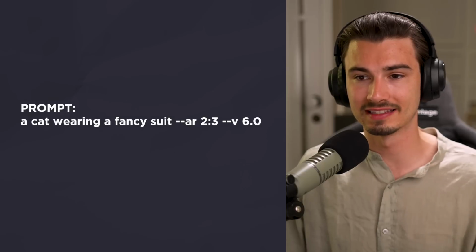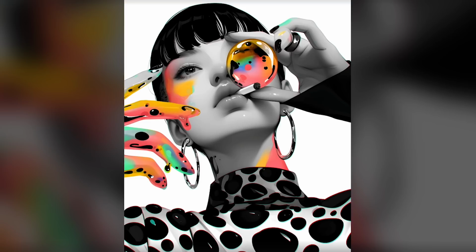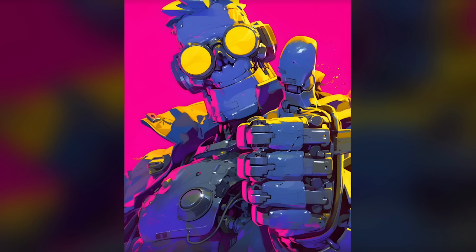Some more before afters from Dominique here. Here you have a cat wearing a fancy suit before and then after the style. And this is what Hades, the AI artist on our team, has been doing. And here you can see some of his generations in his personalized style. He has a completely different preference. Some of these results are wildly good.